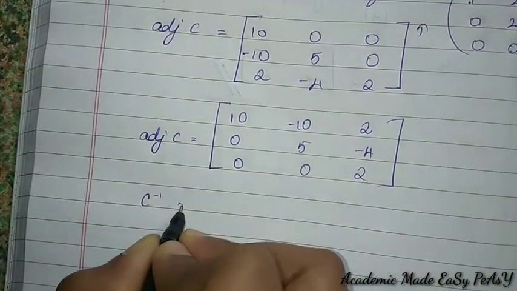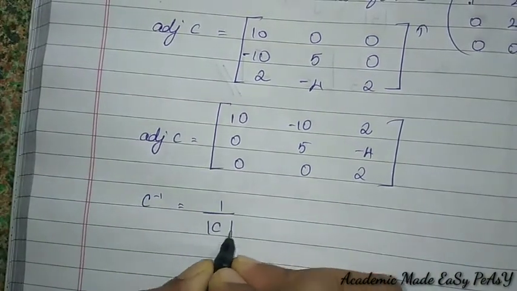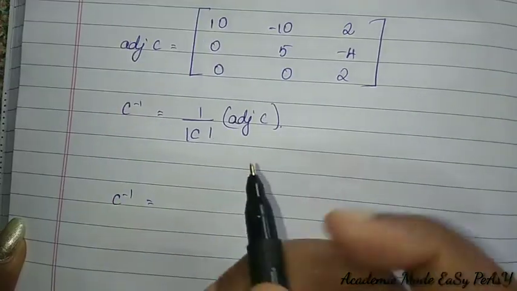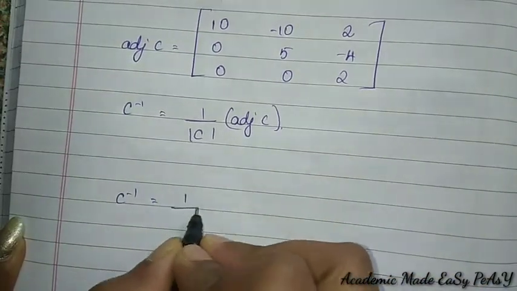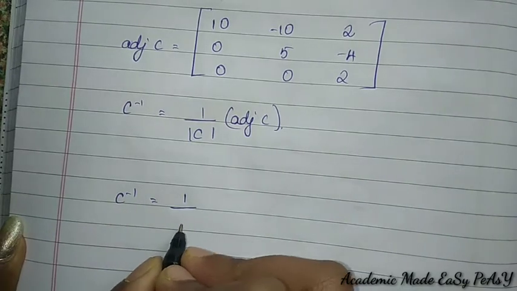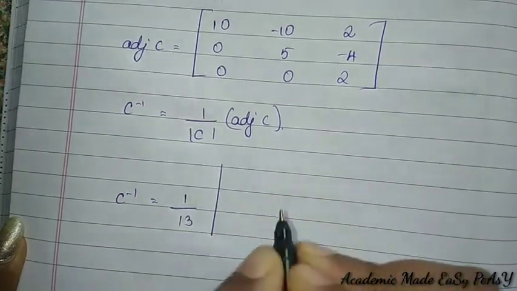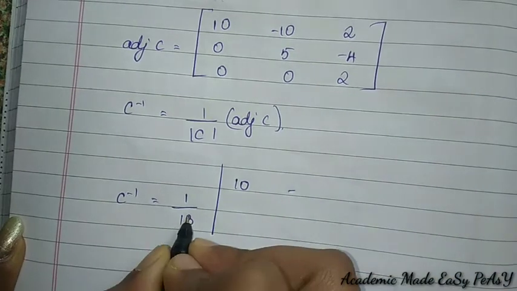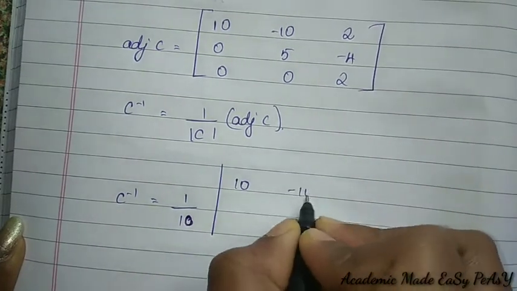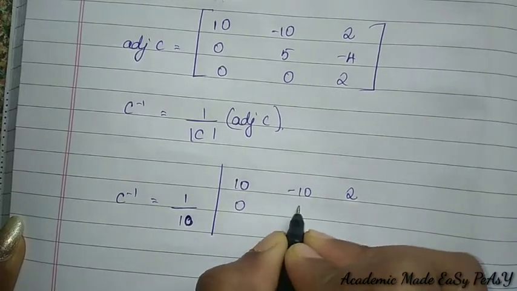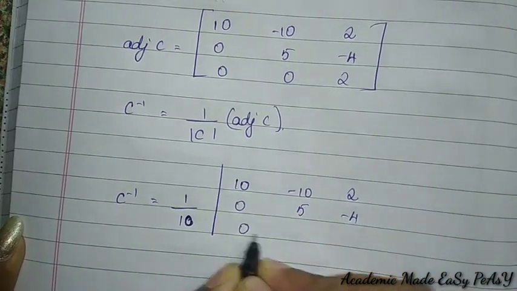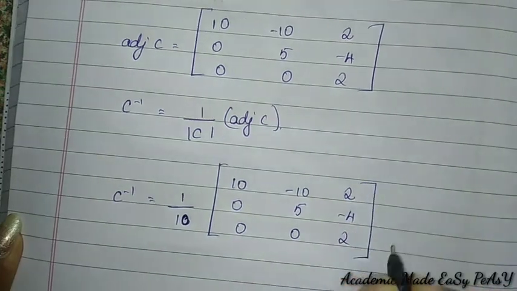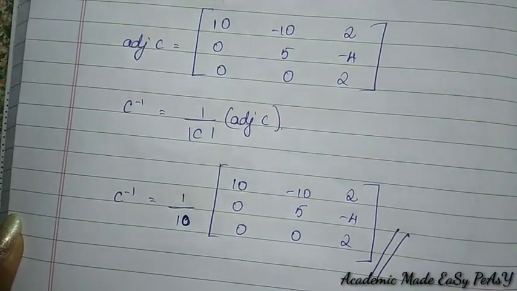So C inverse is equal to 1 by determinant of C into adjoint of C. So C inverse is equal to 1 by what was the determinant? 10. So 1 by 10 into 10, minus 10, 2, 0, 5, minus 4, 0, 0, 2. So this was the adjoint and this is my answer.